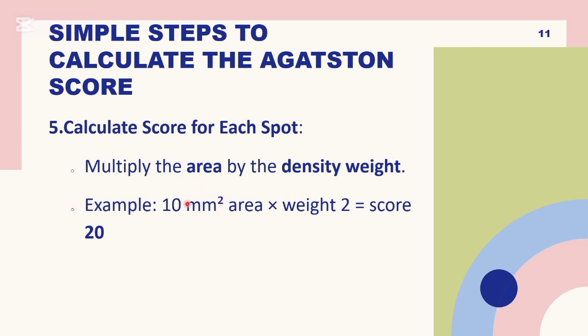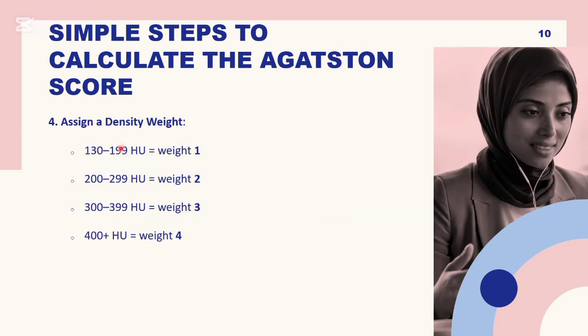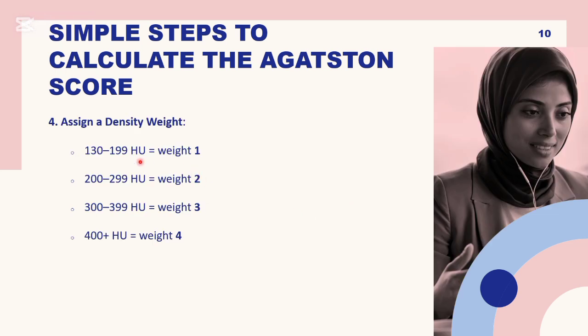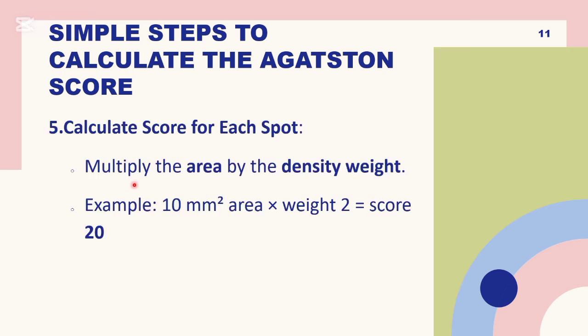Okay, what will we do next? Now we have found the area, and we have given a specific number to the Hounsfield value. We will multiply the area by that score. Suppose the area is 10 and the weight, the score, comes as a 2. Number 2 means the Hounsfield value is from 200 to 299. After multiplication, it will give us a score of only that specific spot.